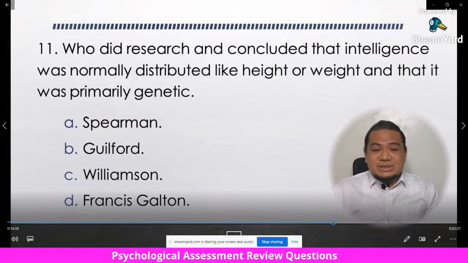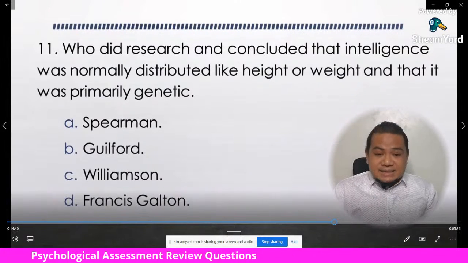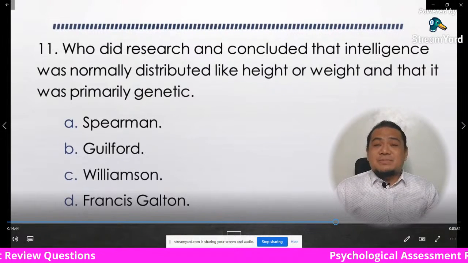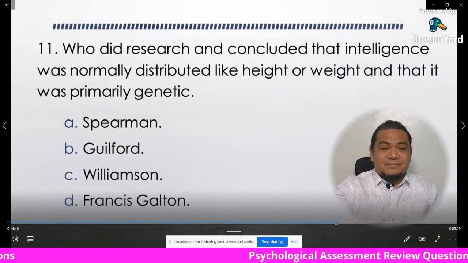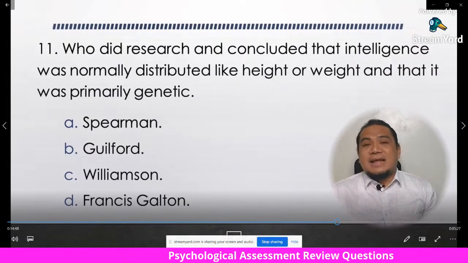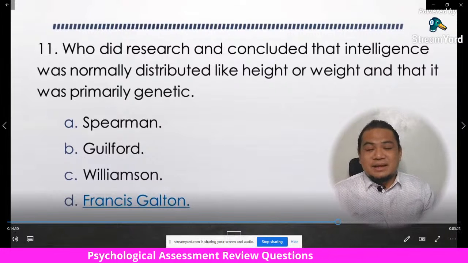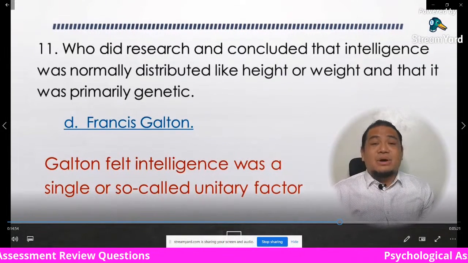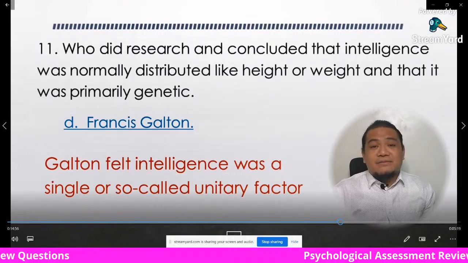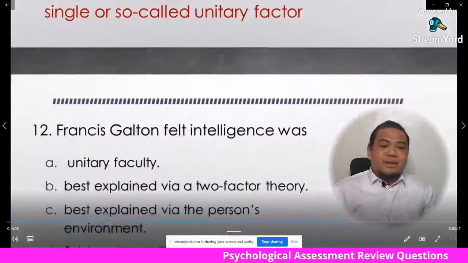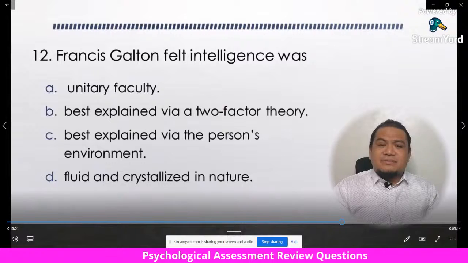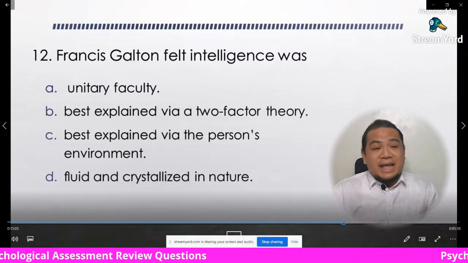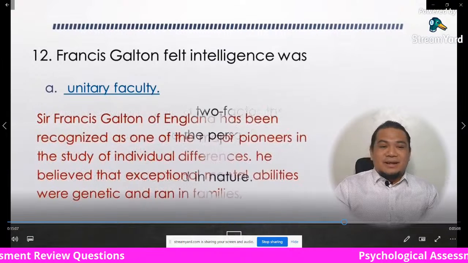11. Who did research and concluded that intelligence was normally distributed like height or weight and that it was primarily genetic? The answer is letter D, Francis Galton. Galton felt intelligence was a single, or so-called unitary, factor. Number 12. Francis Galton felt intelligence was. The answer is letter A, unitary factor.